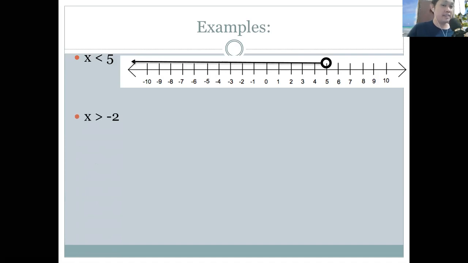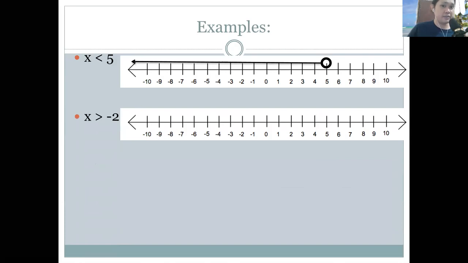Another example is x is greater than -2. So use the number line, locate -2. And since it uses greater than, we have an open circle. So that gives you -2 going to the right. That means -2 is not included and the solution set of your x are values greater than -2. Okay? So greater than -2 because it's going to the right.